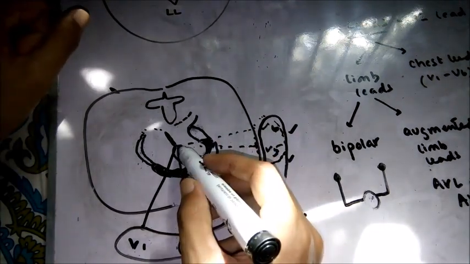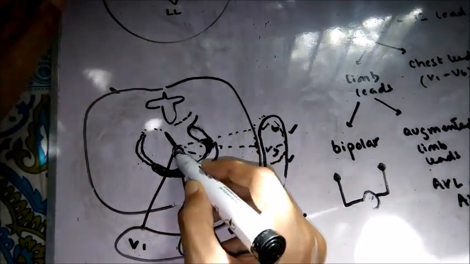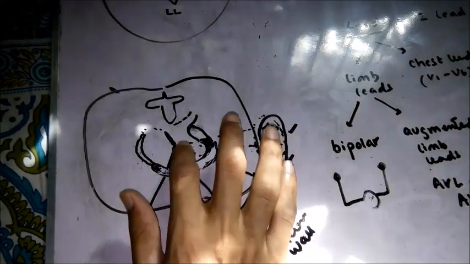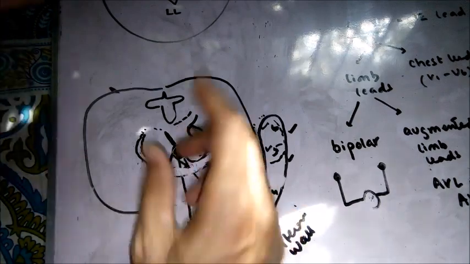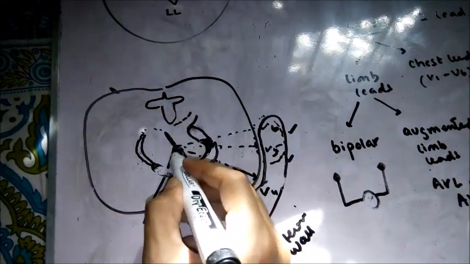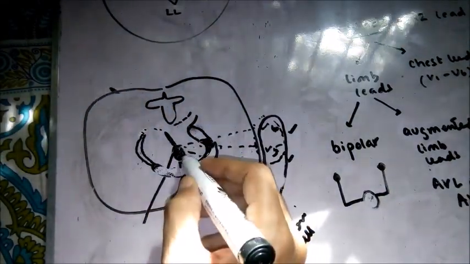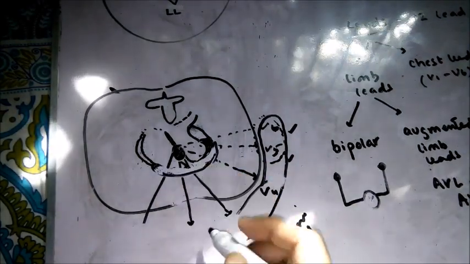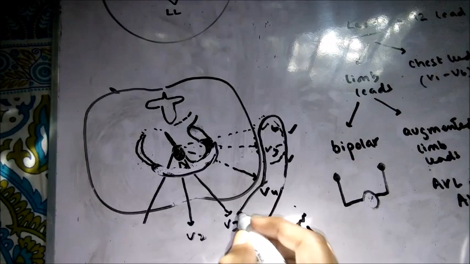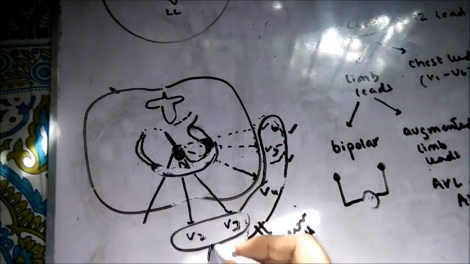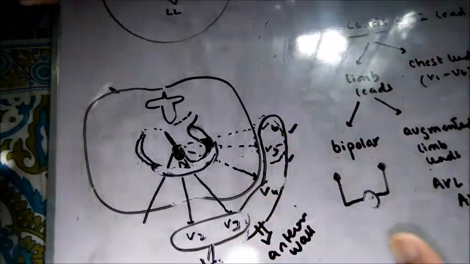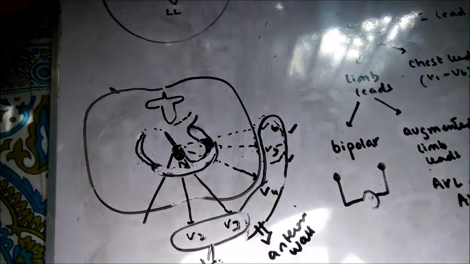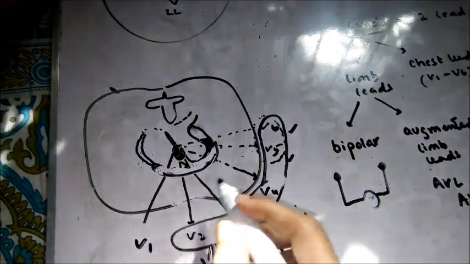Then in some patients what can happen is that the septum, the basal septum, only this part, which is known as the basal septum, can become affected. And if the basal septum is affected, you will see changes in V2 and V3, right? So these are certain patterns by which we can detect this using these chest leads.